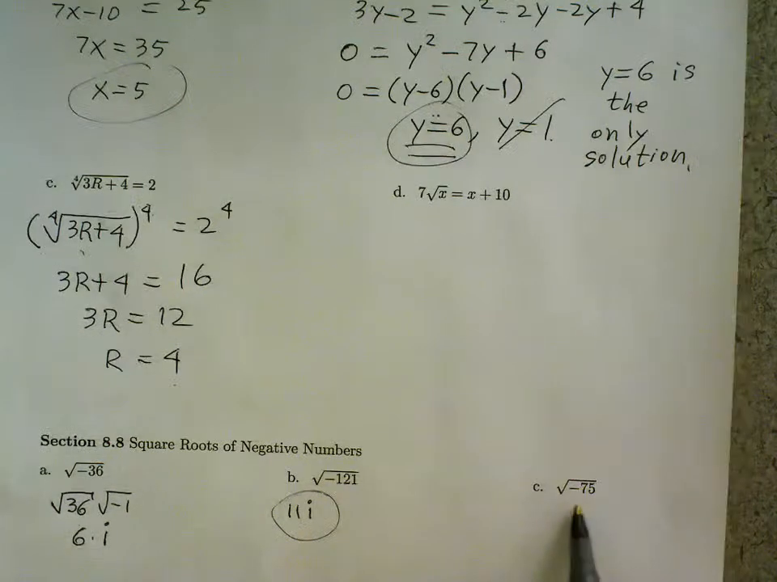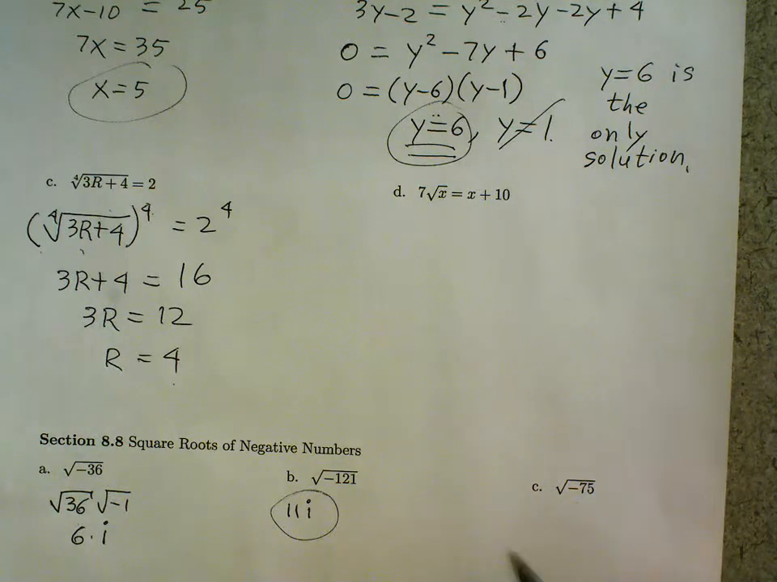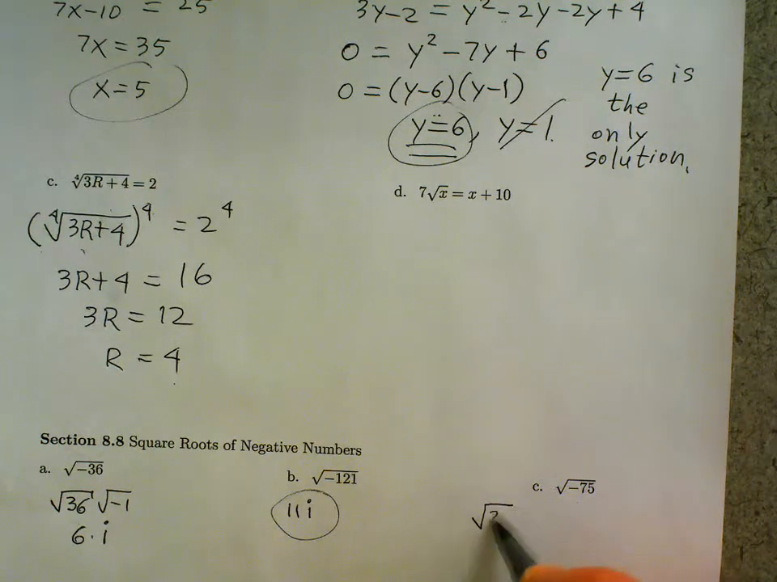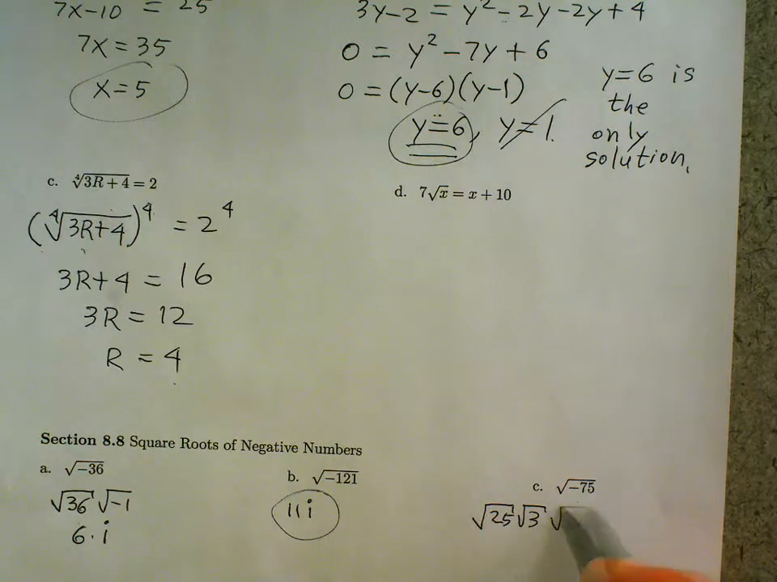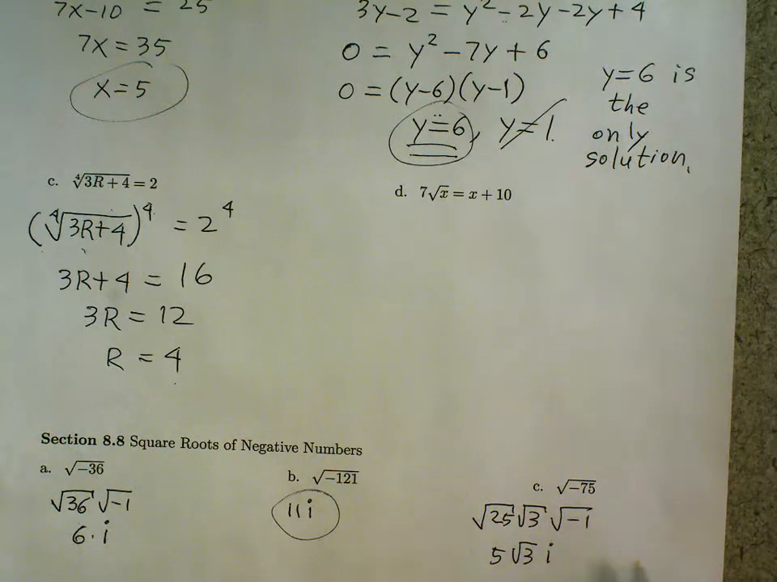This one's a little more involved. The square root of 75 is the square root of 25 times the square root of 3, and then times the square root of negative 1. And then the square root of 25 is 5. 5 times the square root of 3 times i is the simplified answer.